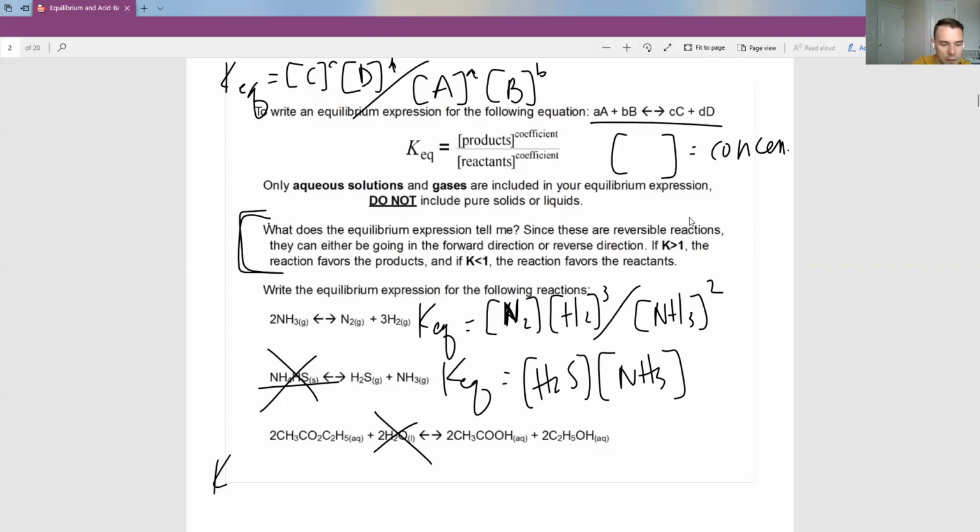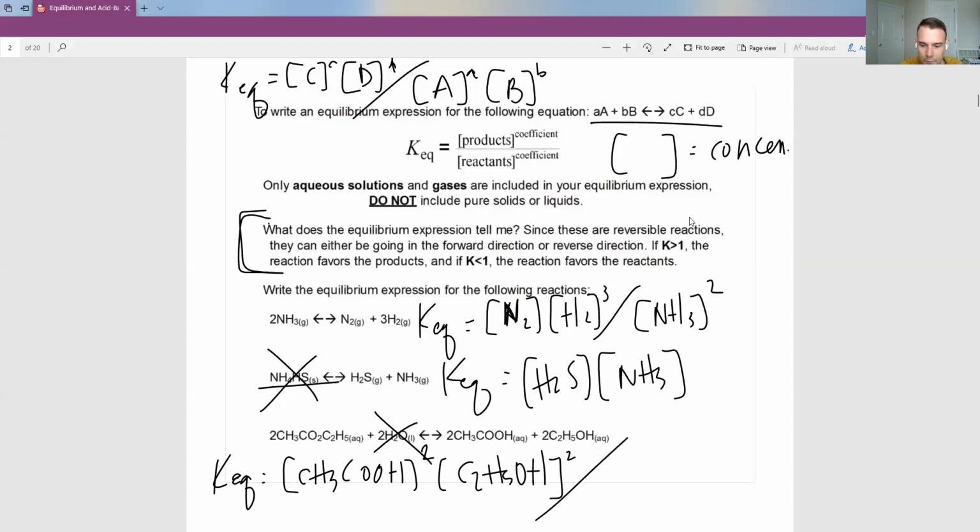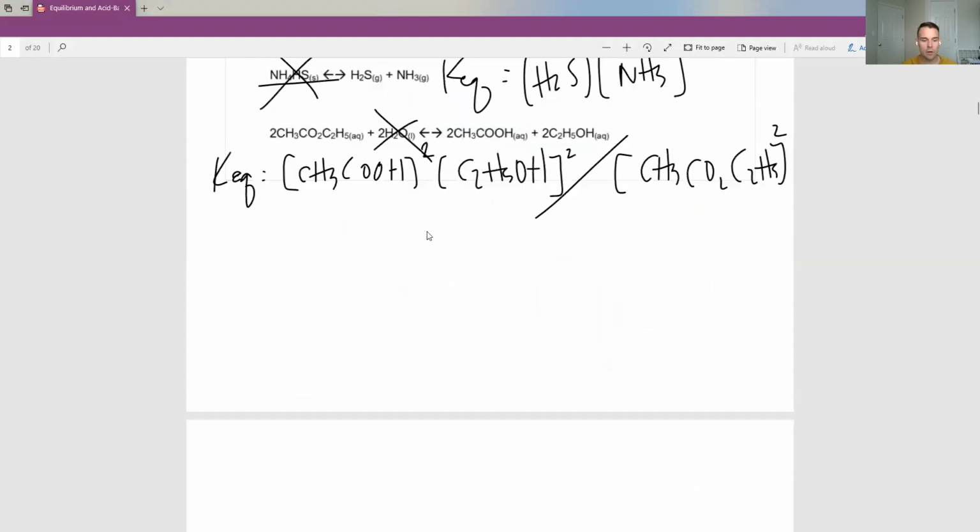And so my KEQ for this, concentration of CH3COOH, which is acetic acid, square that. C2H5OH, which is ethanol, square that, divided by the concentration of CH3CO2C2H5, which is a compound that you do not know, just an organic molecule. Okay, so again, the whole point, concentration of products raised to their coefficients divided by concentration of the reactants raised to their coefficients.